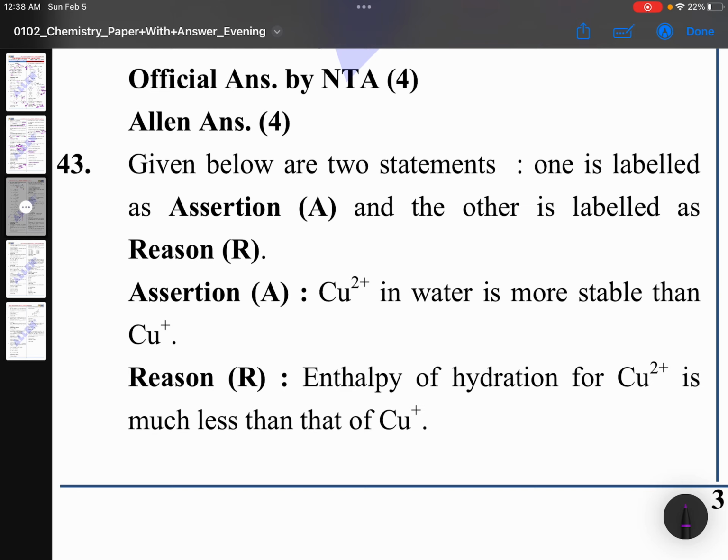How many reason and assertion questions? Assertion and reason questions are not actually there in the syllabus pattern. These must not be asked. In place of this, better you give statement 1 and statement 2.